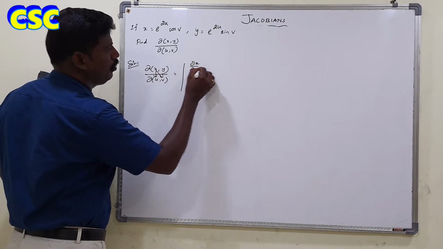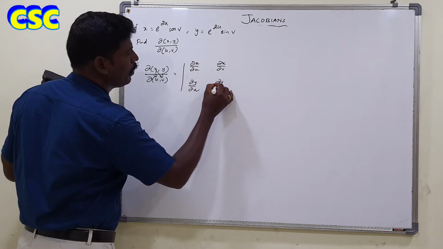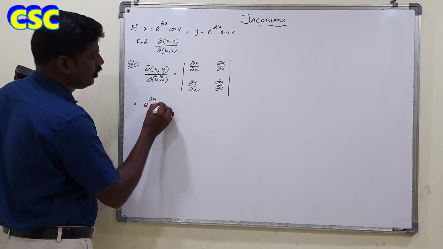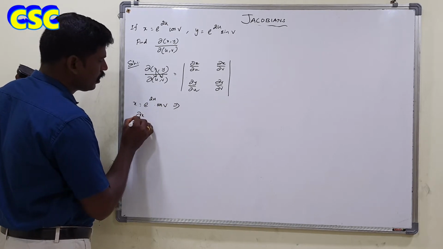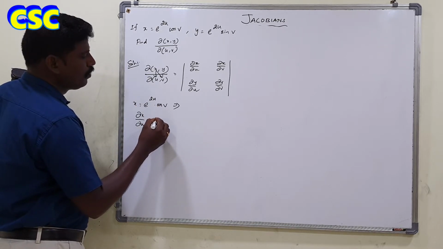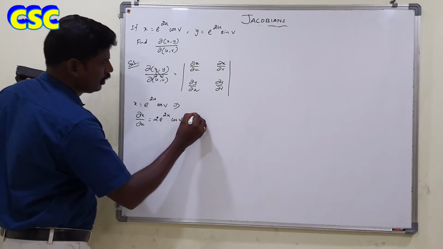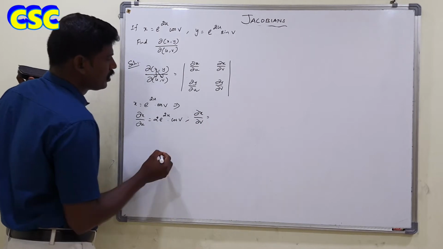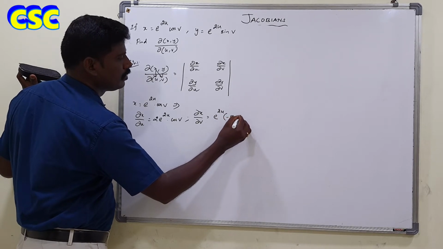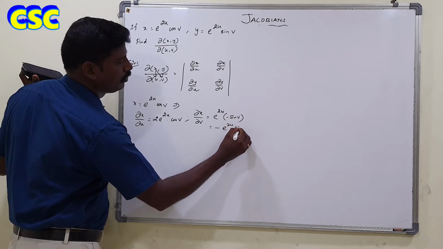So dou x by dou u and dou x by dou v, dou y by dou u and dou y by dou v. What is x given? E power 2u into cos v. From that we can find the partial derivative of x with respect to u and also v. The derivative of e power 2u is 2 into e power 2u into cos v. Same way, dou x by dou v, taking the partial derivative with respect to v: e power 2u into minus sin v, since cos v becomes minus sin v. That is equal to minus e power 2u into sin v.